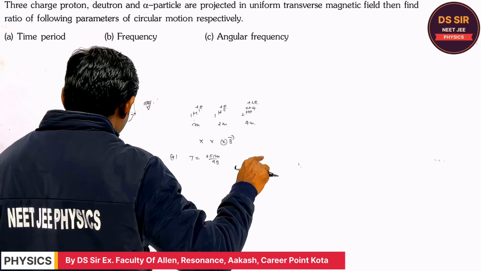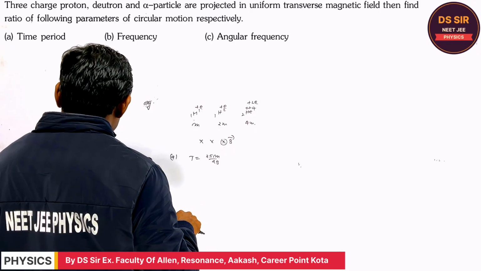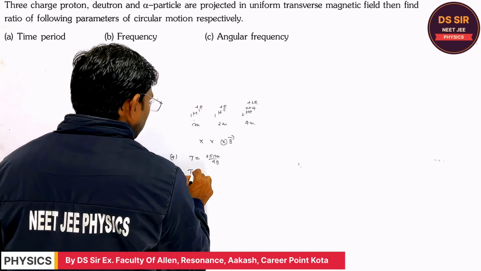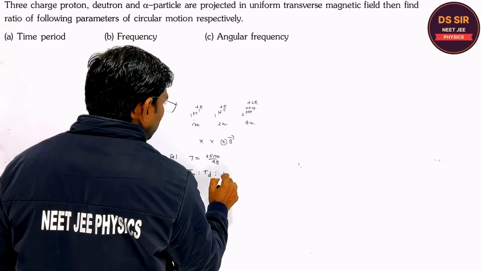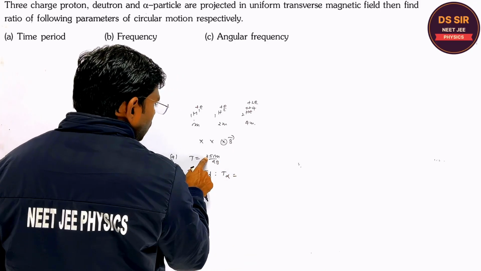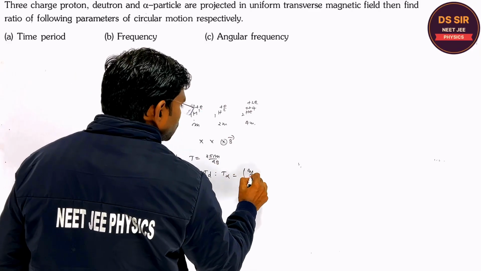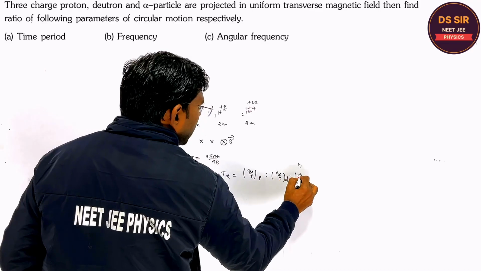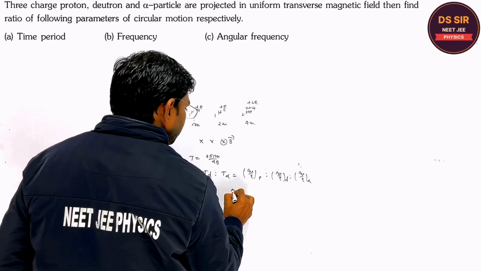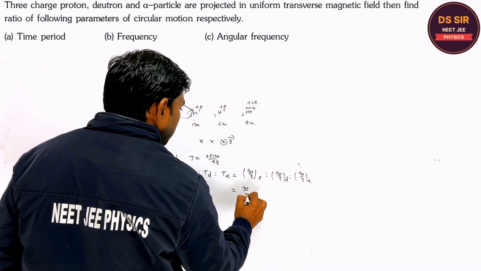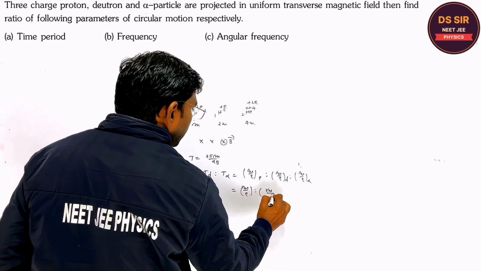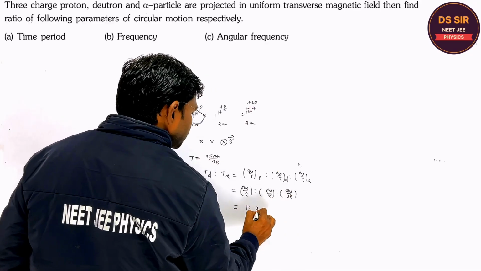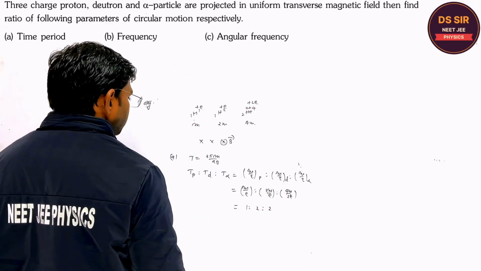They are projected in a uniform magnetic field, so circular motion. What is the time period? 2 pi m upon qb. So the time period of proton, deuteron and alpha particle: 2 pi and b is constant, so m upon q for proton, deuteron and alpha particle. So m upon e, 2m upon e, which is 2, and 4m upon 2e. Understood? So this is the answer.